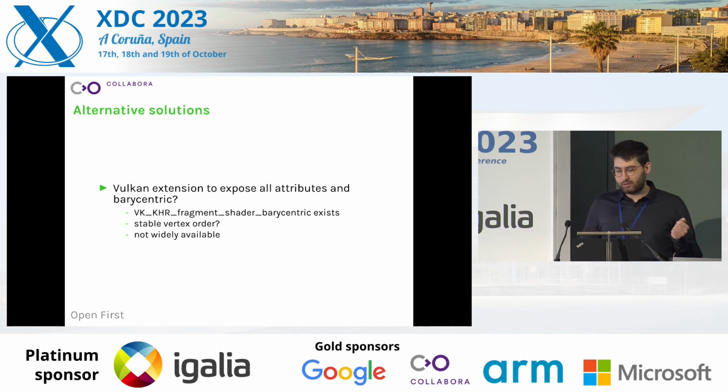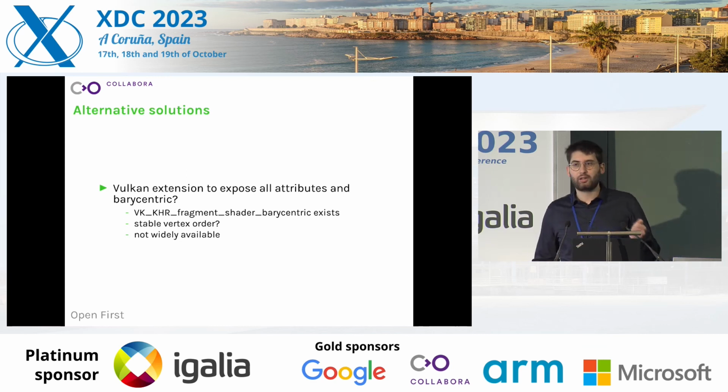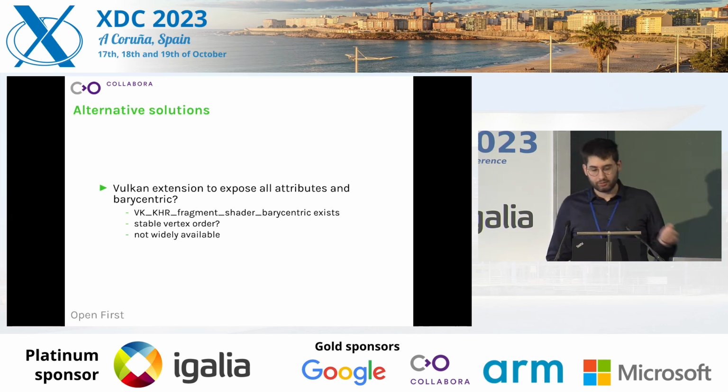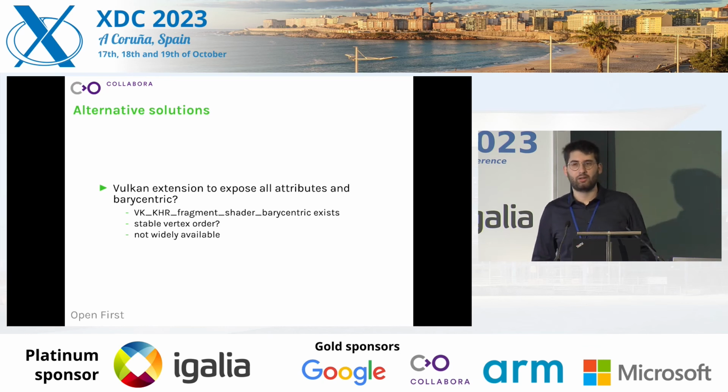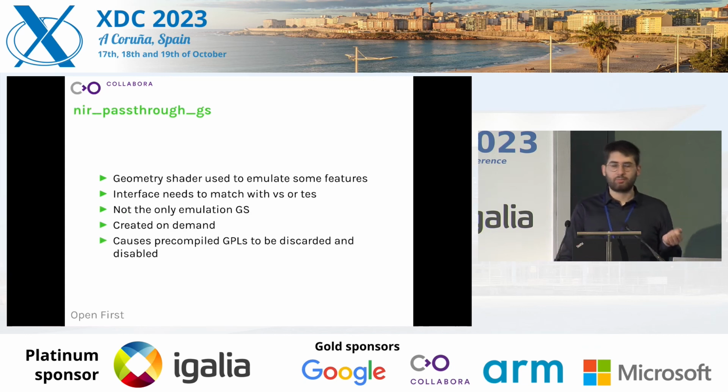It's not clear to me whether the spec says it has stable vertex order. I know for a fact that some implementations don't, and it's not widely available, so RADV only implements it starting from RDNA, I think. So this is a bit of an open problem.